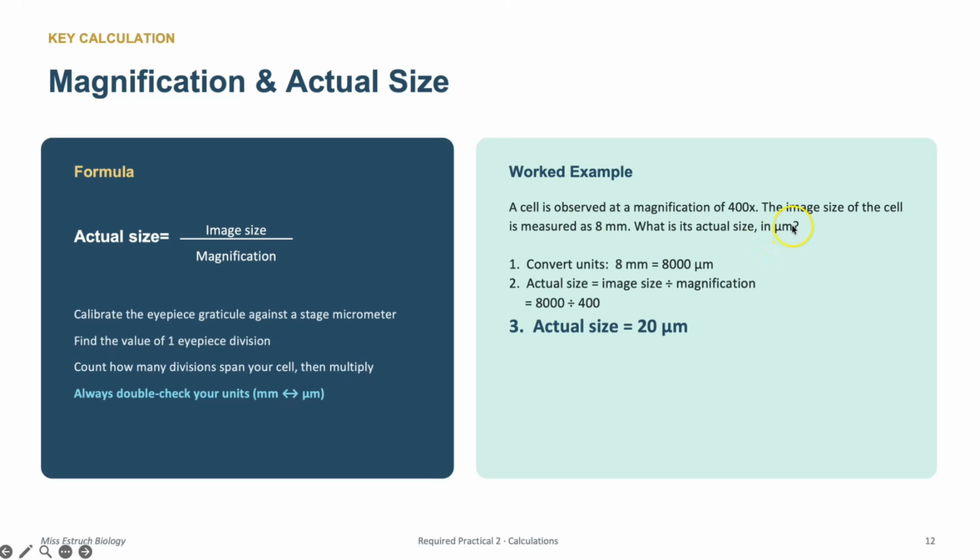What is the actual size in micrometers? So we have to, first of all, convert to the units they want our answer in. So our image size is 8 millimeters. Millimeters are 1,000 times bigger than micrometers. So if we have 8 millimeters, that means we need to times by 1,000 to work out the micrometers. 8,000 micrometers. Now we can use the formula. Actual size is image size divided by magnification. So 8,000 was our image, 400 is our magnification. So that means the actual size is 20 micrometers.